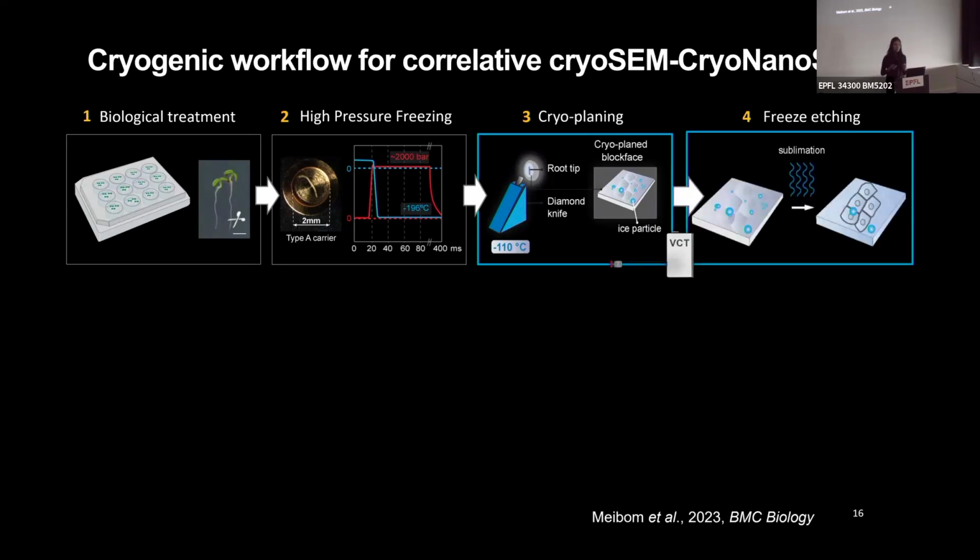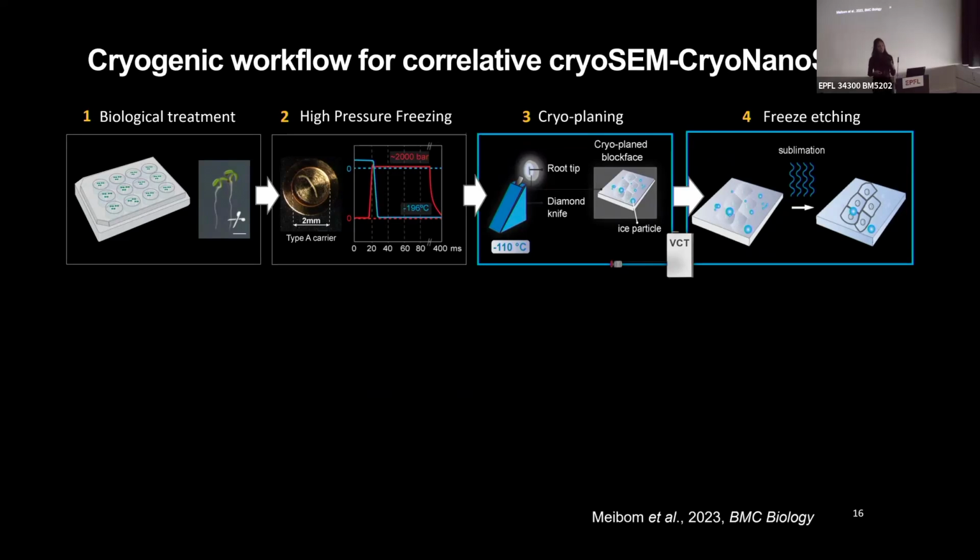So it's important to then etch the sample to get rid of some of this contamination. For this we use what is called a VCT, which is a vacuum cryo transfer. This is a little shuttle, which is under liquid nitrogen temperature, and you can keep your sample well preserved under vacuum and move it through different instruments.